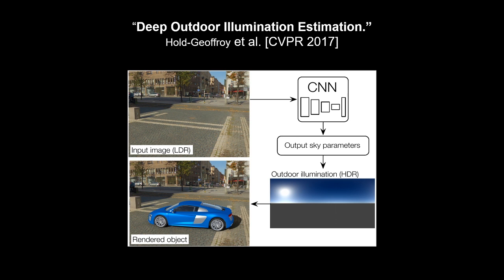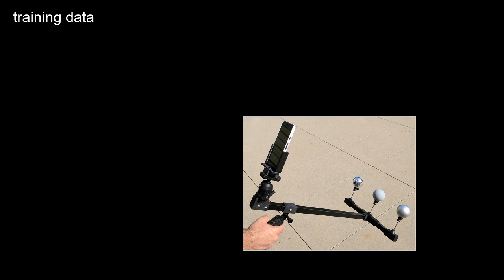Instead of requiring a large number of HDR panoramas, which was a challenge for both of these approaches, we instead designed a mobile phone capture rig shown here, built by my colleague Jay Bush, allowing us to capture a large data set of cell phone videos that contain 3 different spheres with different reflectivities, which tell us all we need to know about the light in the scene.